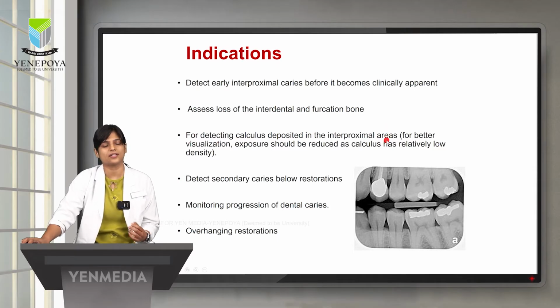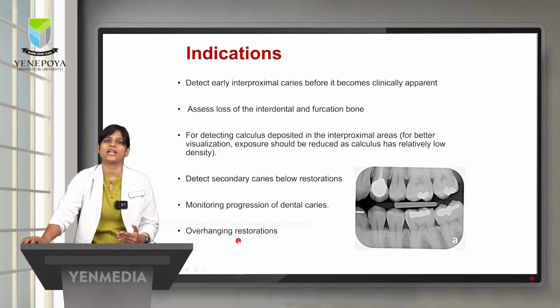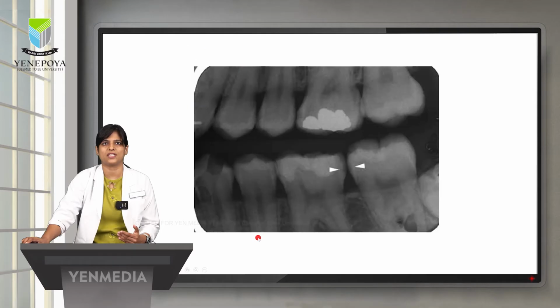Since calculus is of lesser density, for better visualization it is advised to reduce the kVp and mA, the radiation, to better assess the calculus. I'll show you the sample images after this. To detect secondary caries below restorations, that's the next indication. Then in monitoring the progression of dental caries and in assessing overhanging restorations. So, we'll show you a few examples of these indications.